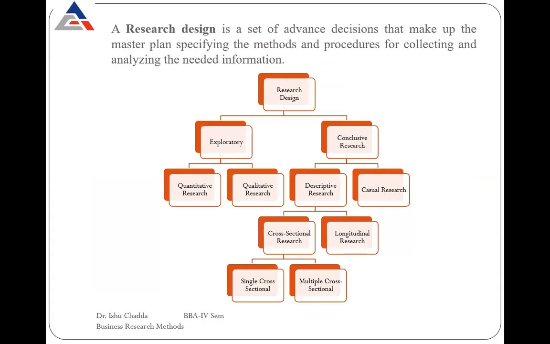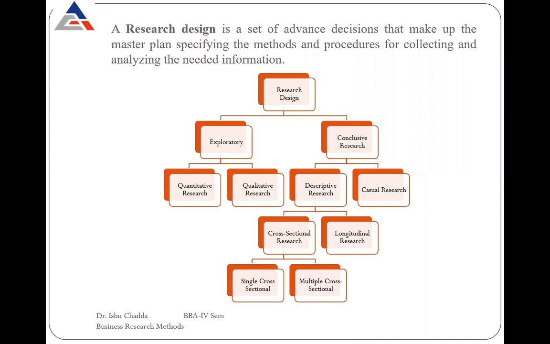So basically, what is research design? Research design is a set of advanced decisions that make up the master plan specifying the methods and procedures for collecting and analyzing the needed information. We have different methods which we want to adopt to pursue our research. So research design is basically where we have to set certain methods, deciding which method we want to use so that we can further continue with our research.